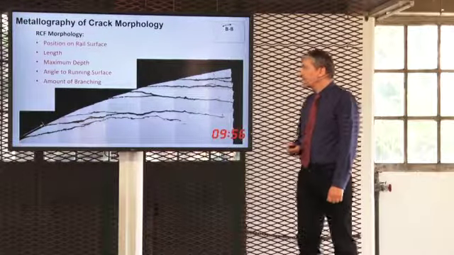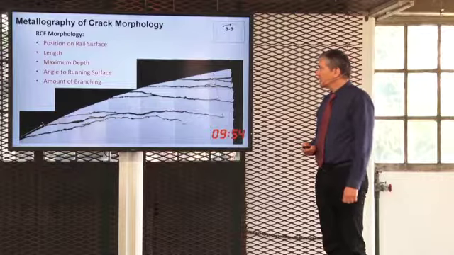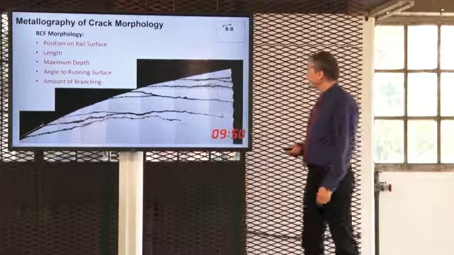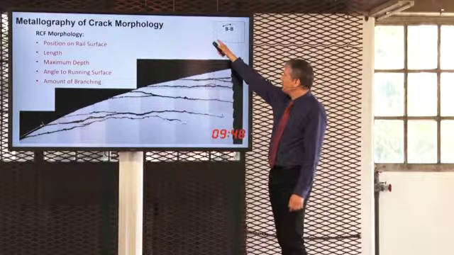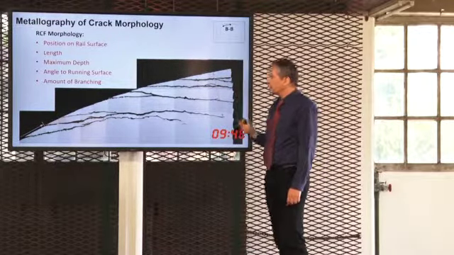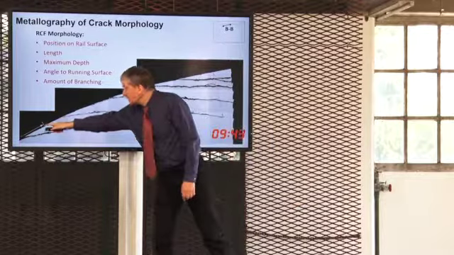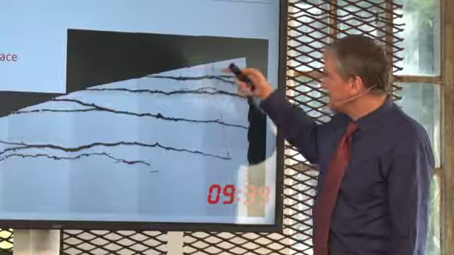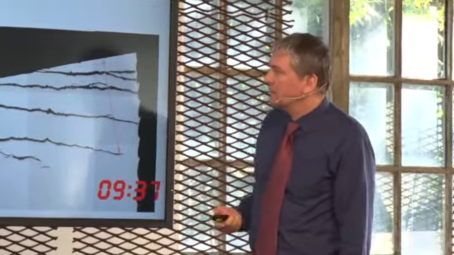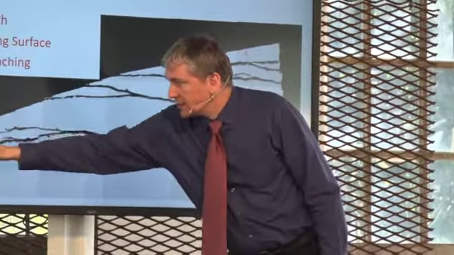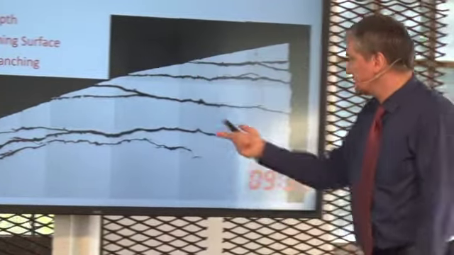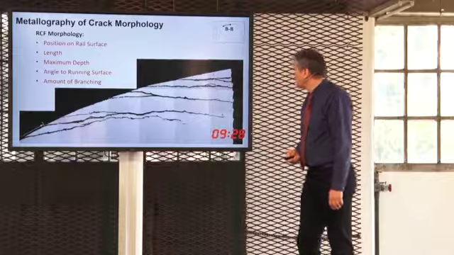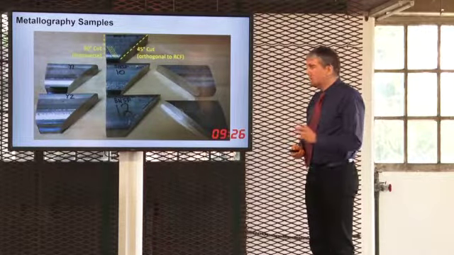When we talk about the RCF morphology, we're looking at the position of this RCF on the curve. Where does the RCF start? As you sweep from this point right there, along the path to the top of the rail, where does the RCF start? That's the position. What's the length of this RCF? What's the maximum depth of this RCF? What's the angle of this RCF to the running surface? And then what's the amount of branching, like for example, branching there. We're trying to document all of those for 2 different cuts.